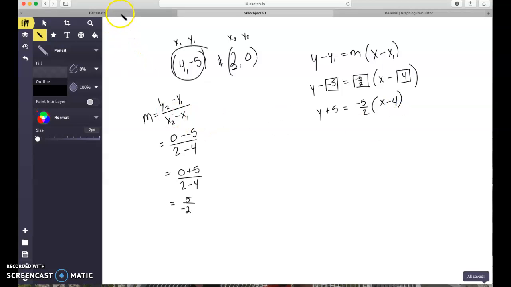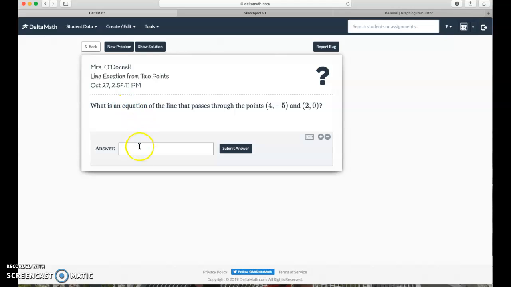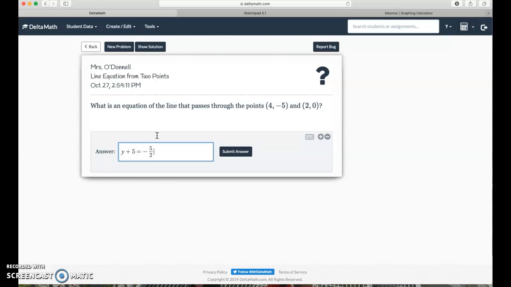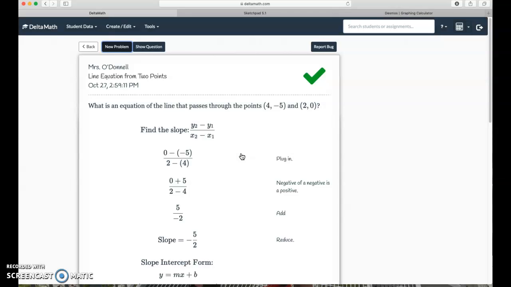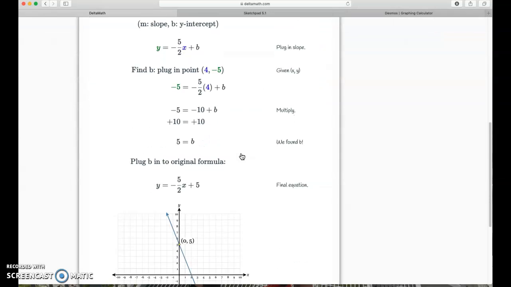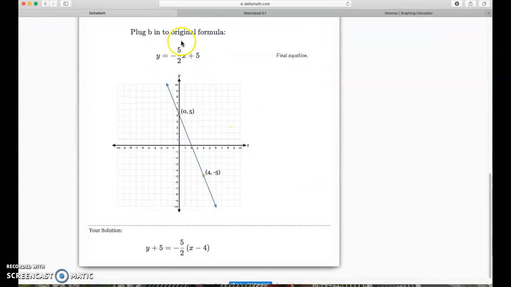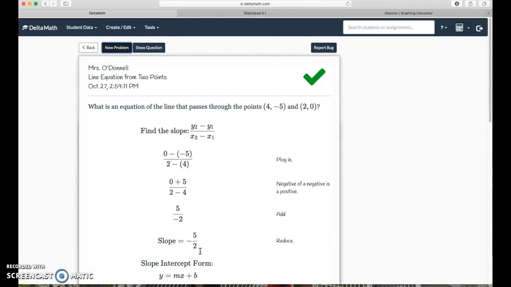I should be able to type that right in. So y plus 5 equals -5 over 2, and then it was x minus 4. And let's see what Delta Math says. Oh, they liked it. They came up with a point in slope-intercept form, but we know that that's going to be the same. So, cool.